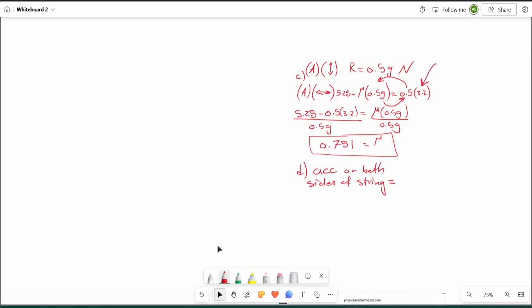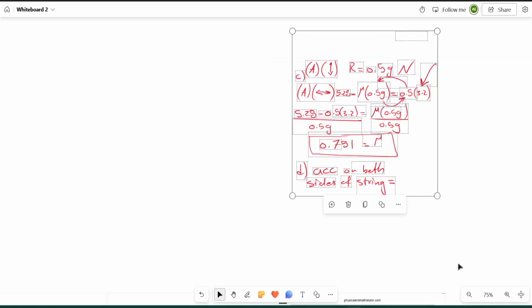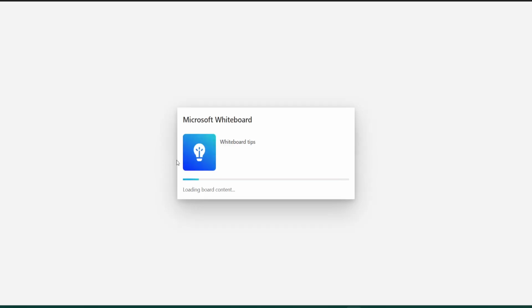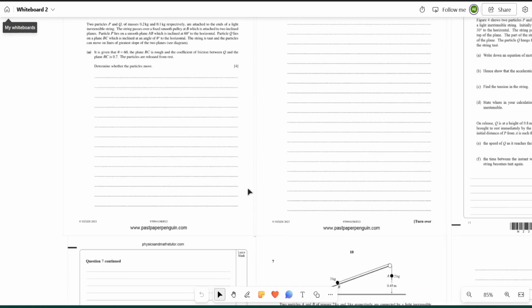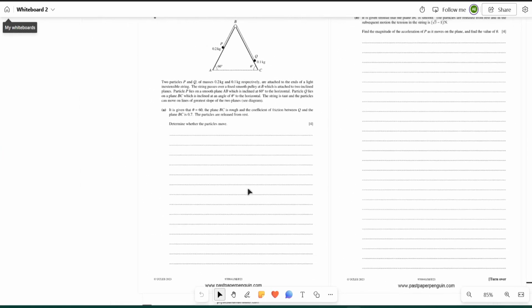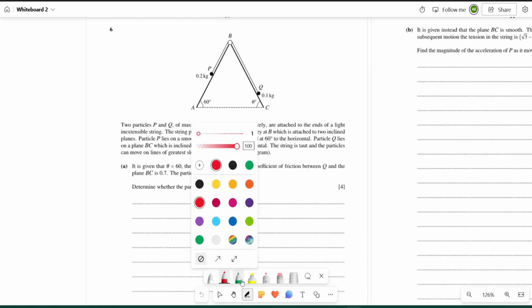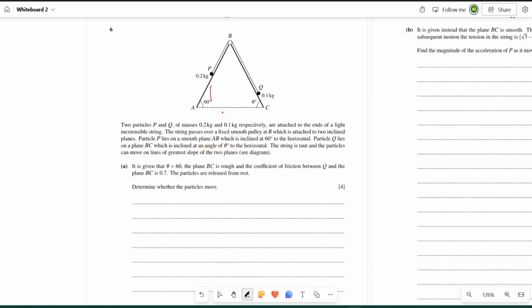Now, let's move on to the next question. So over here we have this question. This is a Cambridge question, so we use g = 10. Let's read it. It was okay. It was a little tough. Okay, so we'll try to simplify it as much as we can.